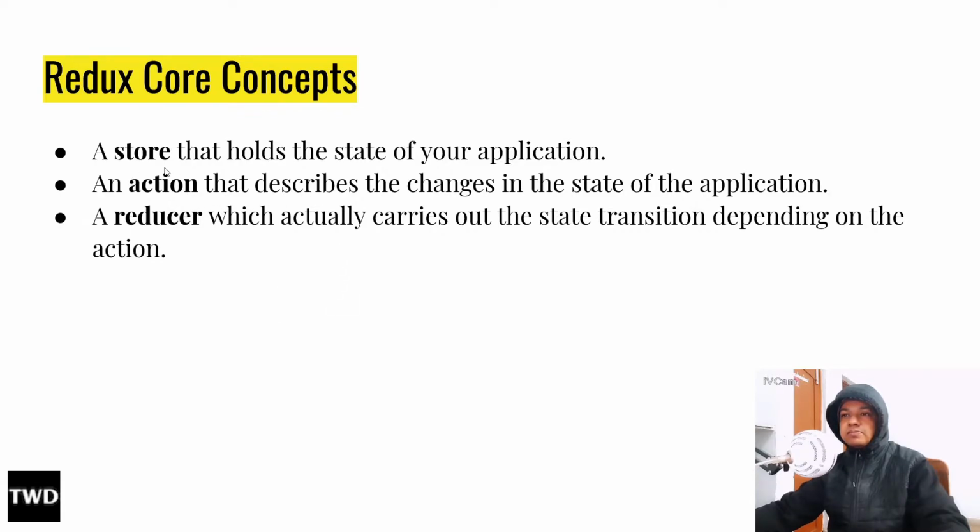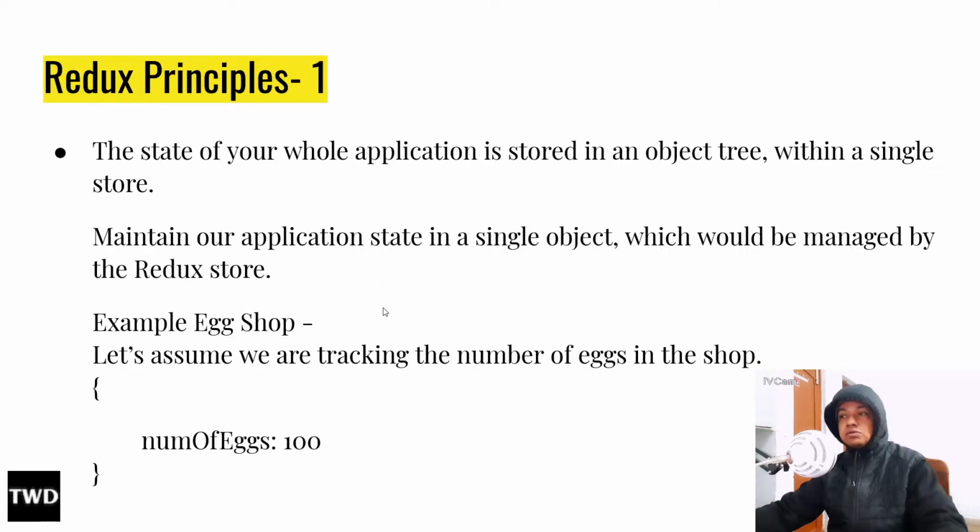Store stores the state of your application. Action describes the change in the state of the application. Reducer actually carries out the state transition depending upon the action. So we'll look into all of them.